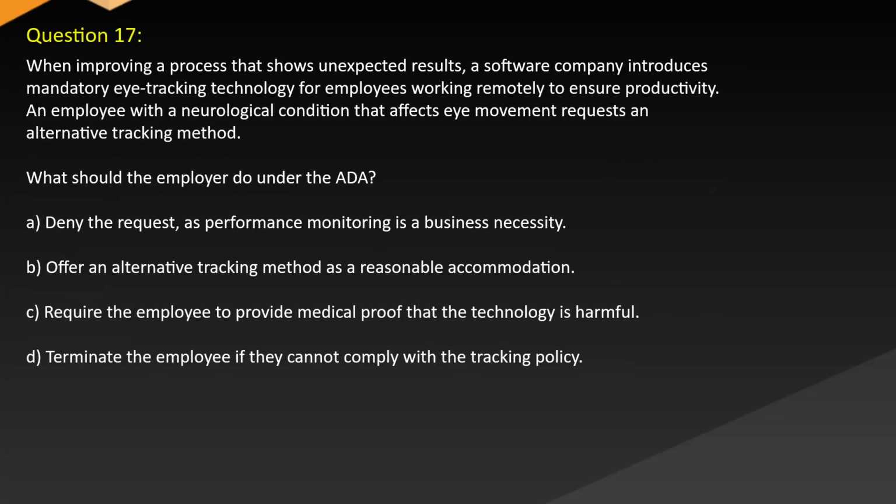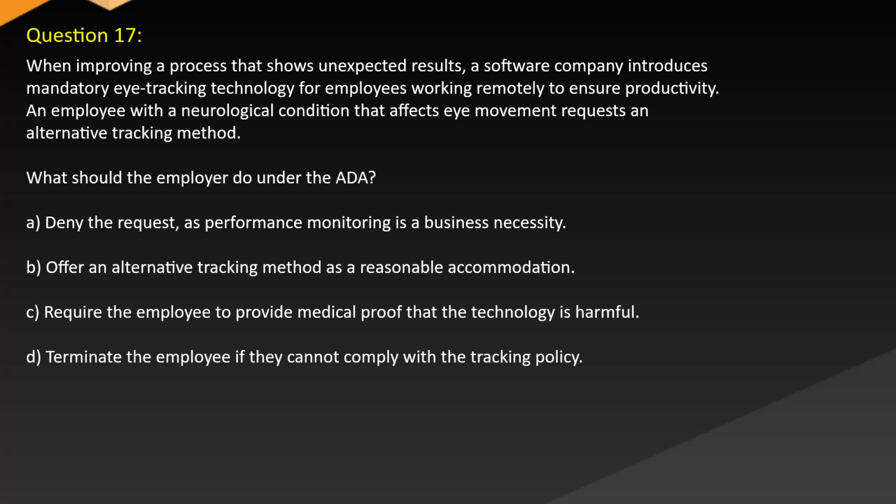Question 17. When improving a process that shows unexpected results, a software company introduces mandatory eye tracking technology for employees working remotely to ensure productivity. An employee with a neurological condition that affects eye movement requests an alternative tracking method. What should the employer do under the ADA?